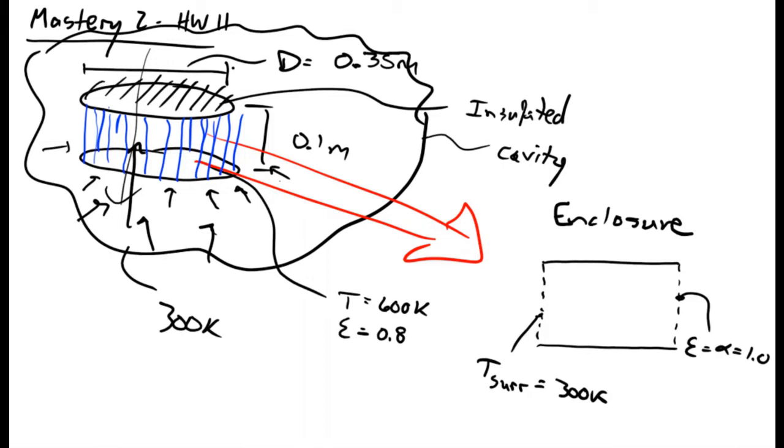Notice there are 3 surfaces. Surface 1, our hot surface. Surface 2, our insulated surface. And surface 3, our surroundings, because surface 3 goes all the way around as one complete structure.